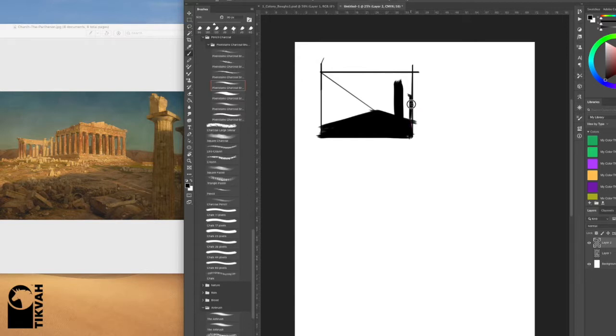Again, you're not going to get perspective correct and all this sort of stuff. We're just getting down the information. You're just trying to figure out how the heck he organized this. And generally what I like to do is start with the darks.